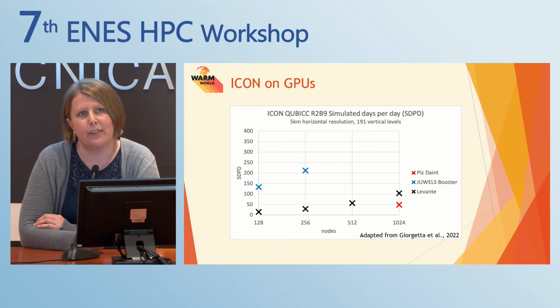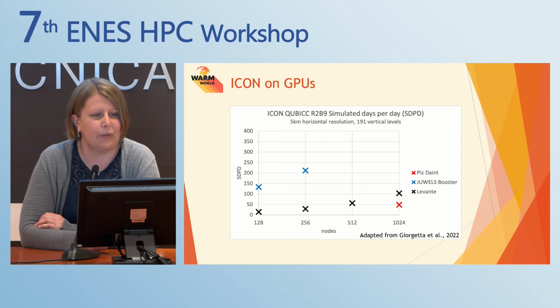Then came the move to the Juwels Booster system, and that meant not only newer hardware, so we have the A100 nodes, but there was also significant effort to further optimize the code. And so there we can see we can run on 128 nodes with a performance of around 130 simulated days per day, or on 256 nodes with over 200 simulated days per day. What I should also say here is that this is a very specific configuration for this cubic experiment with 191 vertical levels, which is quite a high number. For a standard climate simulation, I think about half the number of levels is sufficient. So we could assume that at a 5 kilometer horizontal resolution with 91 vertical levels, on Juwels Booster we could already get around 1 simulated year per day.